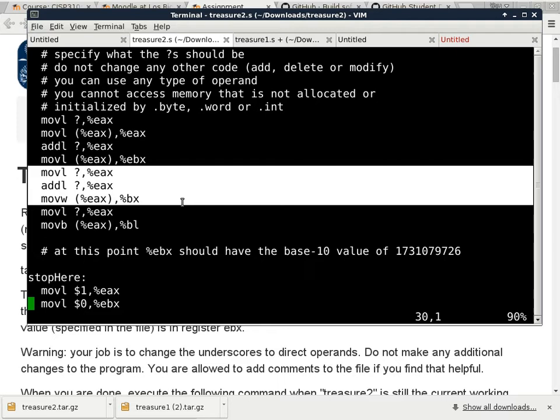So we move something into EAX, we add something to EAX, and then we move EAX to BX. With this one, there are possibly many solutions. So you just have to figure out one way to make it work. Are there any questions about this part?